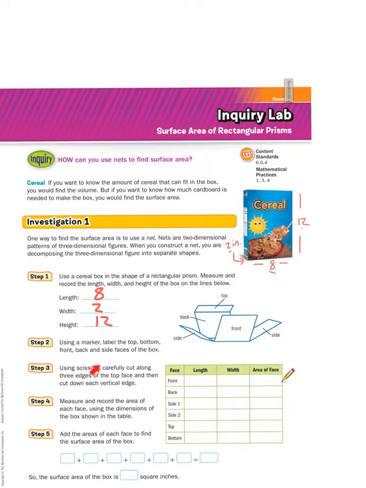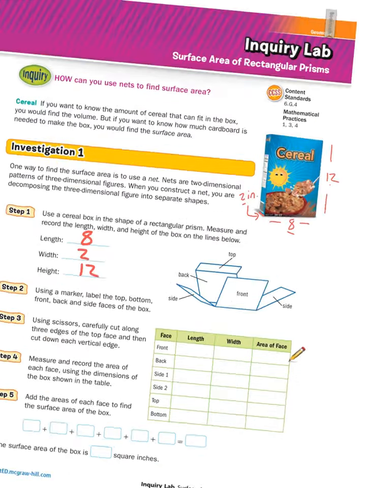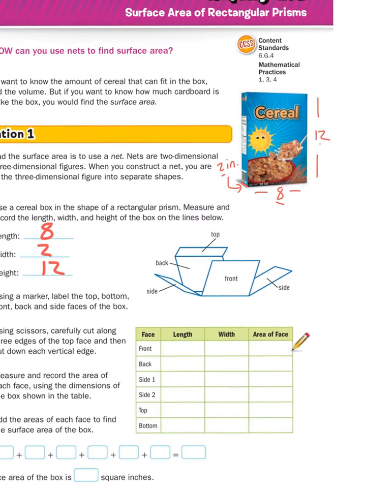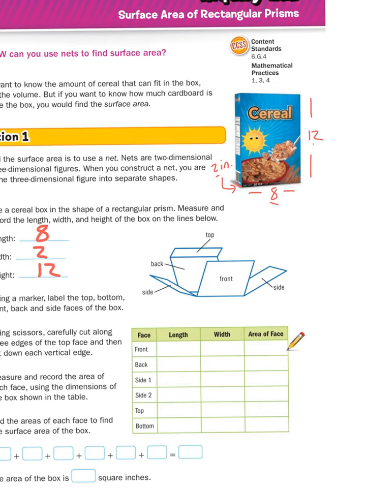Now, we're going to skip some of these steps since we're not cutting open a cereal box, and we are going to have to fill in some numbers here. So, looking at the front, now here's the thing. When we do this, the front and the back are going to be the same. The two sides are going to be the same, and the top and the bottom are going to be the same. So we only have to do this once.